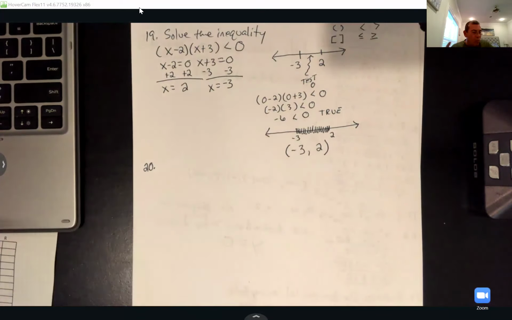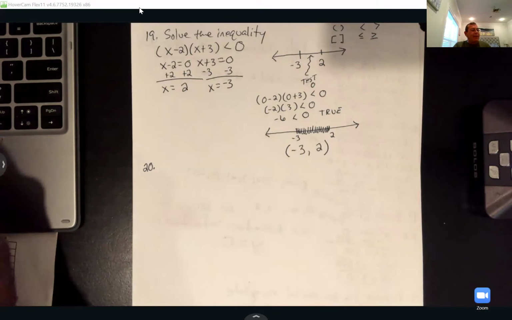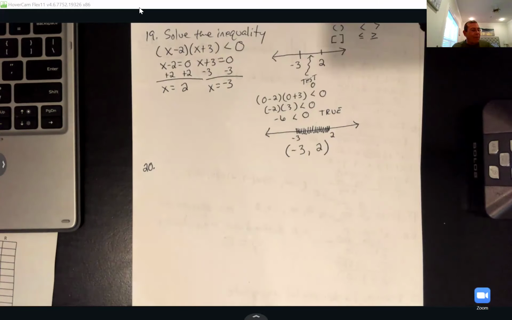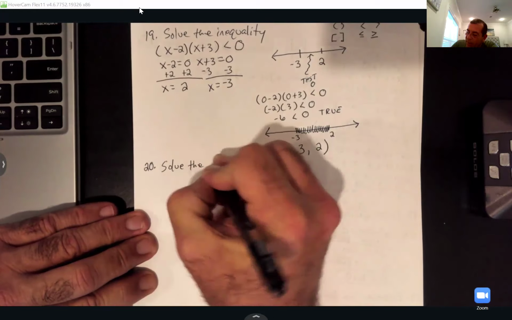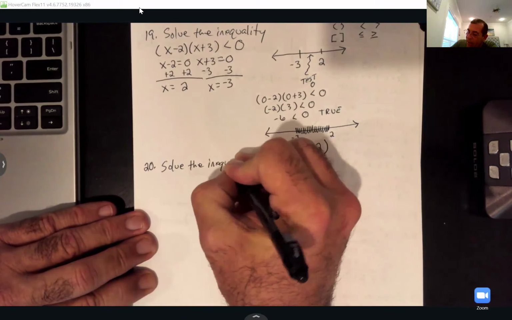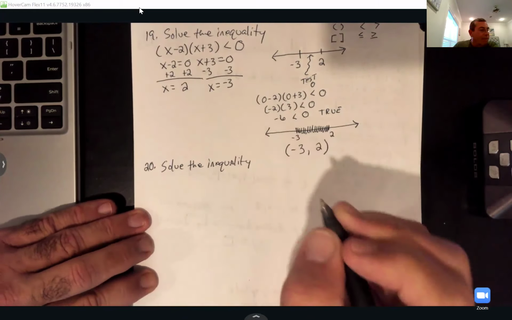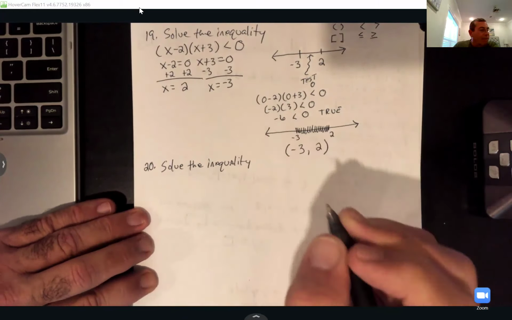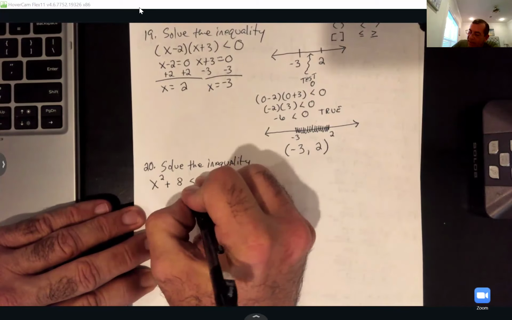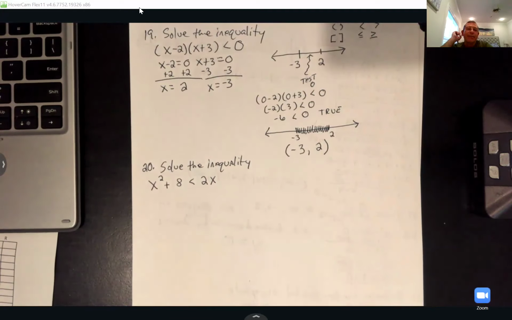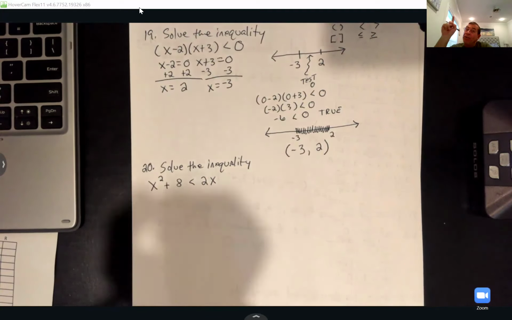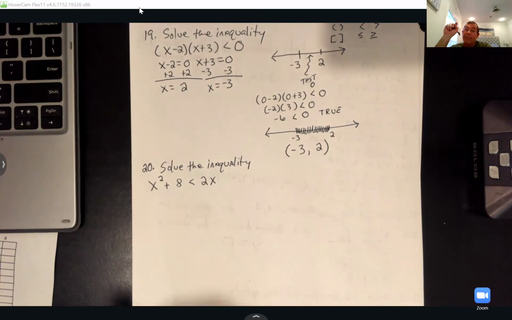All right, y'all, then there was one. So let's see our number 20. Same thing, solve this inequality. X squared plus 8 less than 2x. So what do we think's the first move I got to do to that problem?